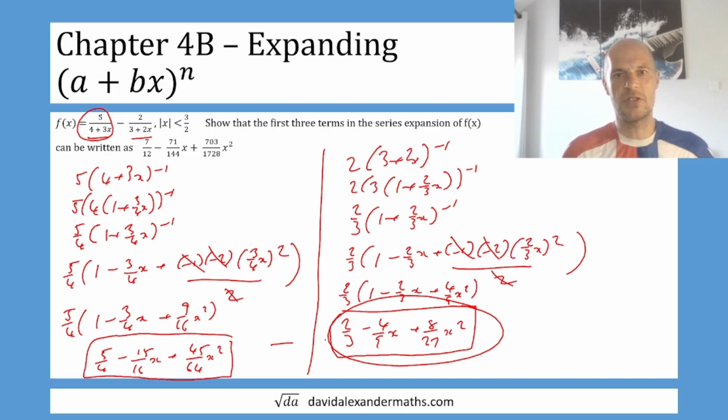So 5/4 take away 2/3, that is 7/12. Minus 15/16 x take away negative 4/9 x, in other words plus 4/9 x, is negative 71/144 x. And finally 45/64 x squared take away positive 8/27 x squared. Guess what? That is plus 703/1728 x squared. Okay, there we go.